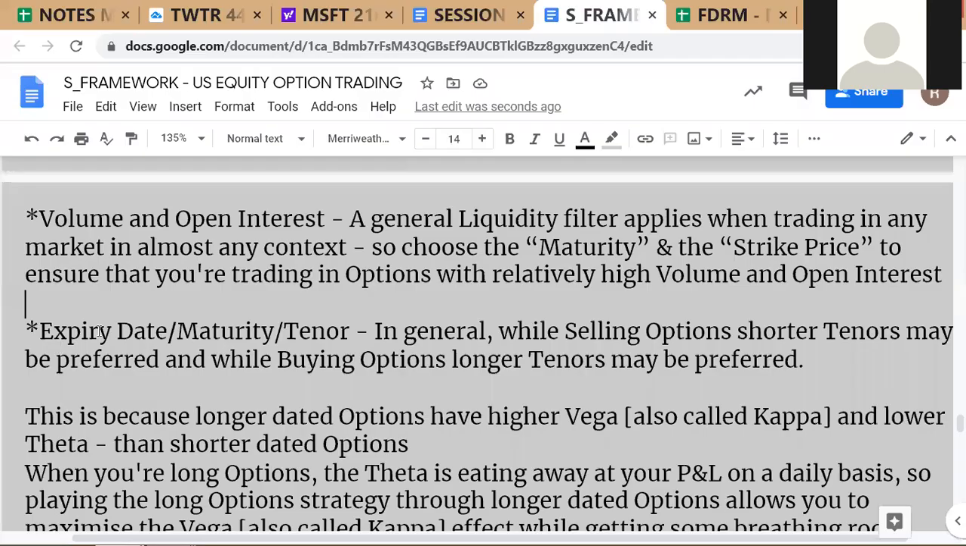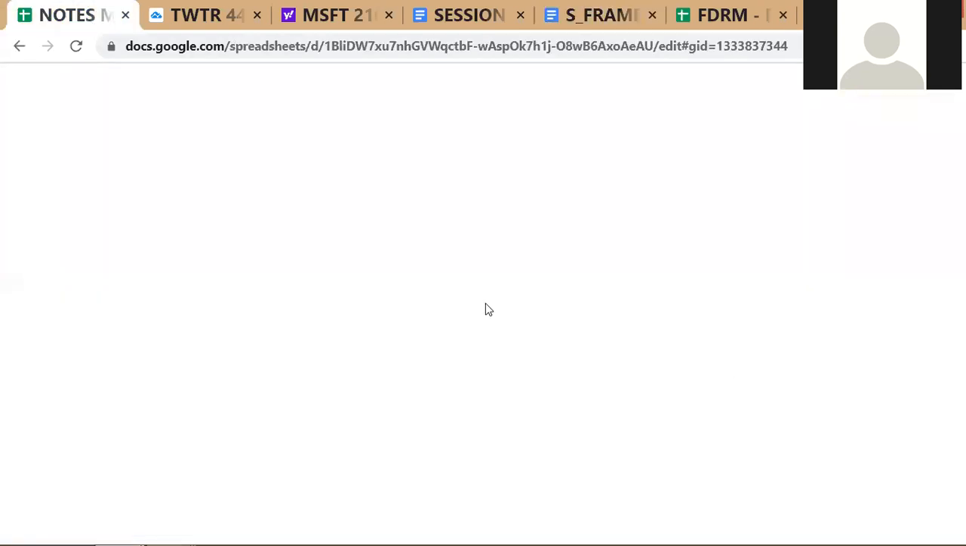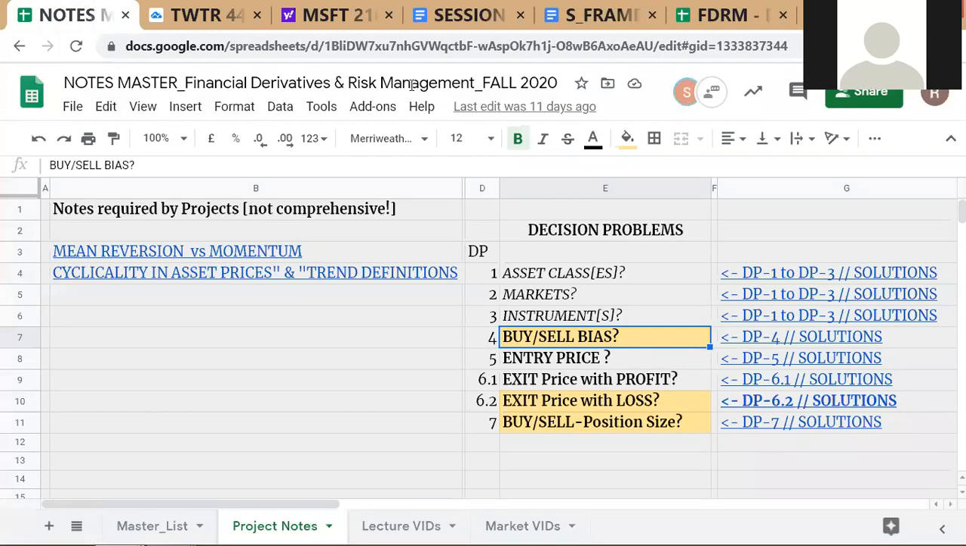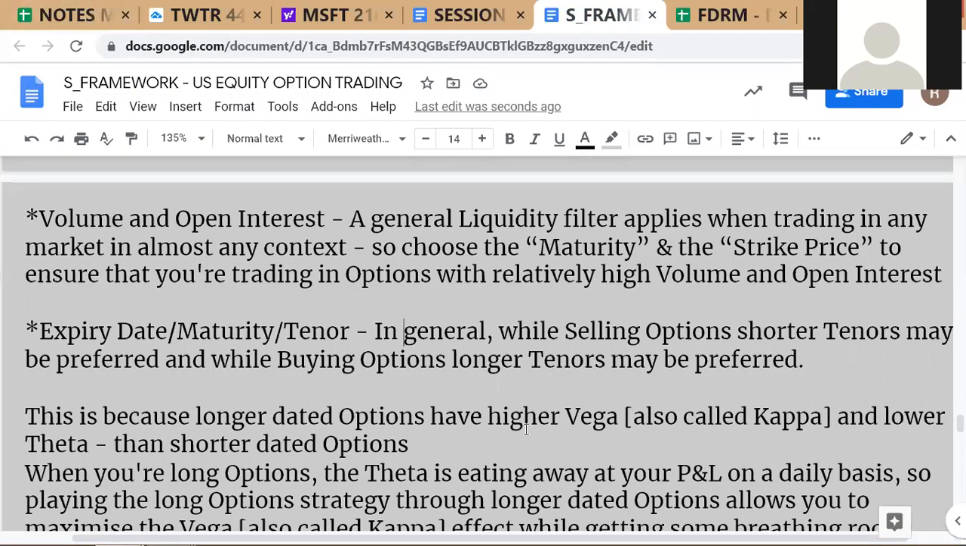So let's look at the first one: expiry date, maturity, tenor. How do you solve that? This is your third decision problem on just buy-sell in the case of options. The rule that we have, I'll explain the rule first, and then I'll explain why we have this rule. In general, please note this kind of writing.